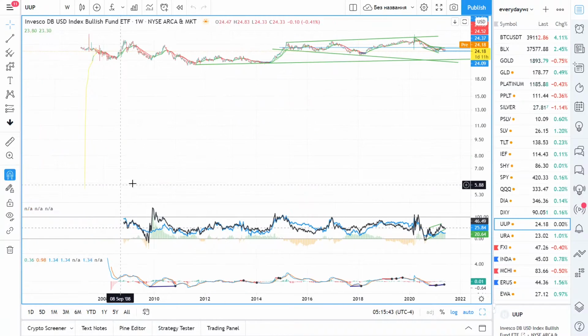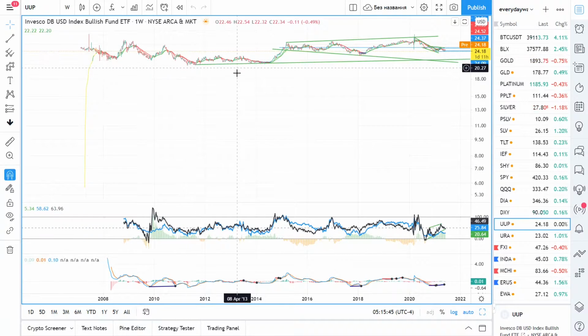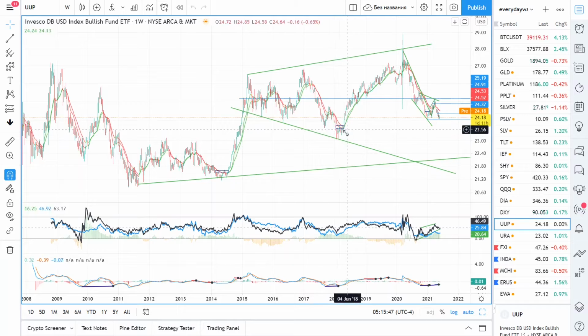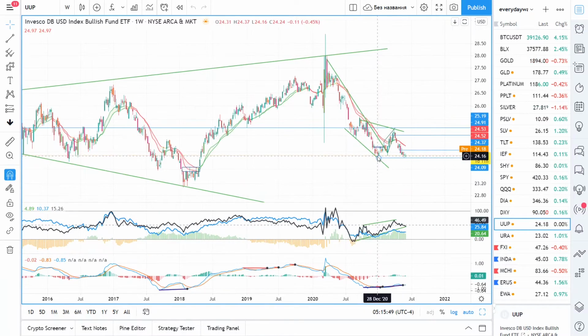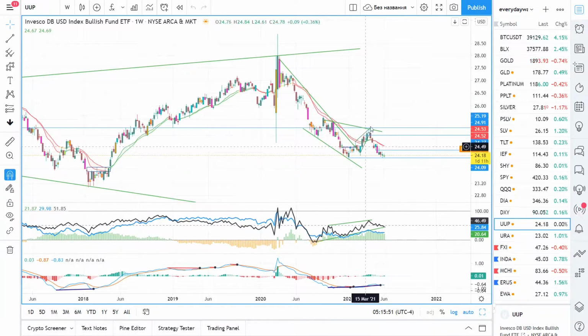Here, here, here. As simple as that. And how can it be this time? Well, this time I'm expecting some kind of this behavior on the dollar.